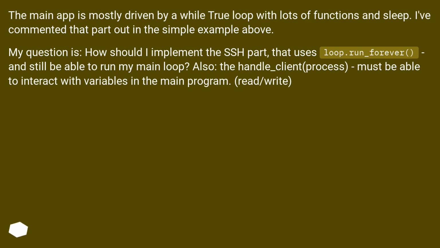The main app is mostly driven by a while-true loop with lots of functions and sleep. I've commented that part out in the simple example above. My question is, how should I implement the SSH part that uses loop.run_forever and still be able to run my main loop? Also, the handle_client process must be able to interact with variables in the main program. Read/write.